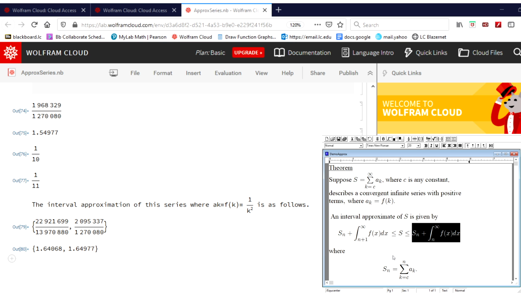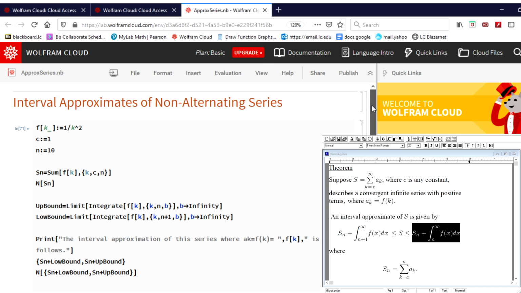So, again, folks, this is our first program that we wrote, where this will actually develop an interval approximation for a convergent non-alternating series. And as long as we're dealing with a convergent series, we can approximate it this way if we can integrate that series. For instance, I could consider 1 over k plus 3 raised to the third power, and let's consider using an approximation that sums up through the first 100 terms.